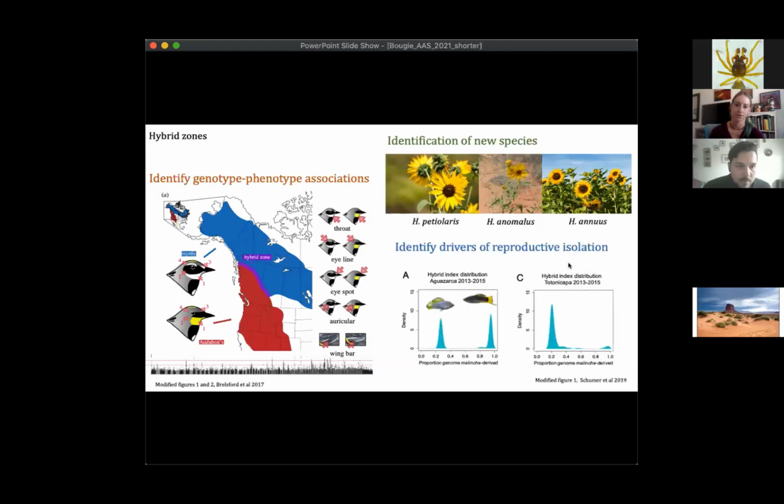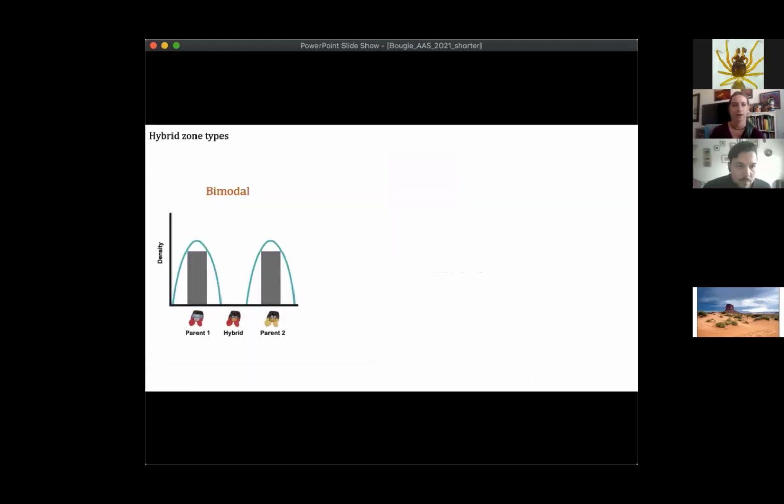We can also use hybrid zones as a means for identifying drivers of reproductive isolation, whether that's physical traits or otherwise. As far as phenotypic distribution throughout a hybrid zone goes, we can describe them in a few different ways. Bimodal hybrid zones occur when hybrids are very rare, so you don't see them really at all, and they're heavily selected against. Then you have your two parent types at really high and equal density.